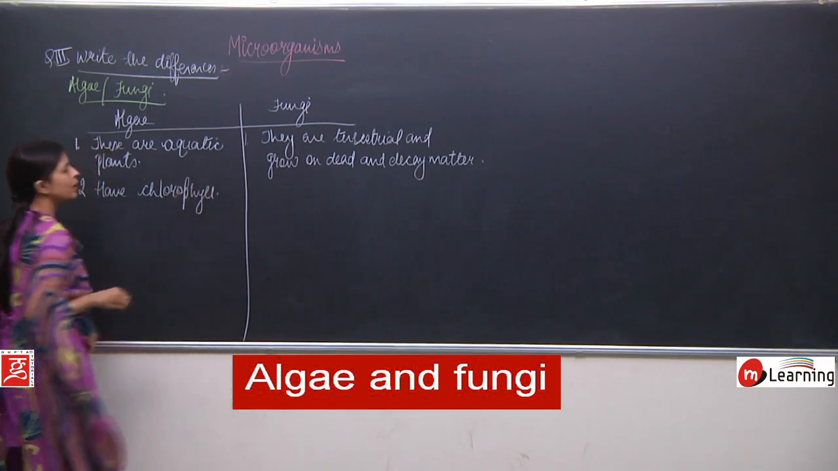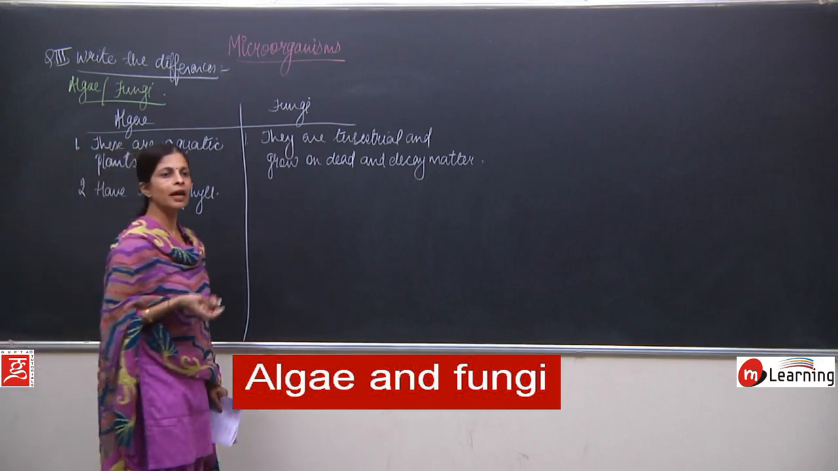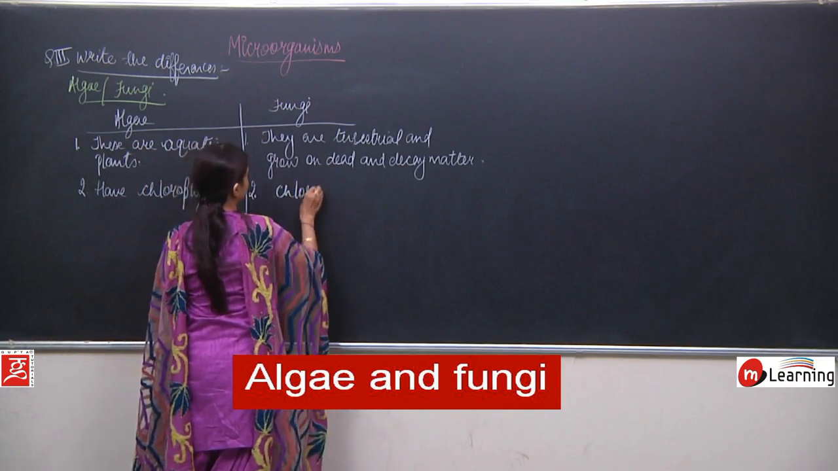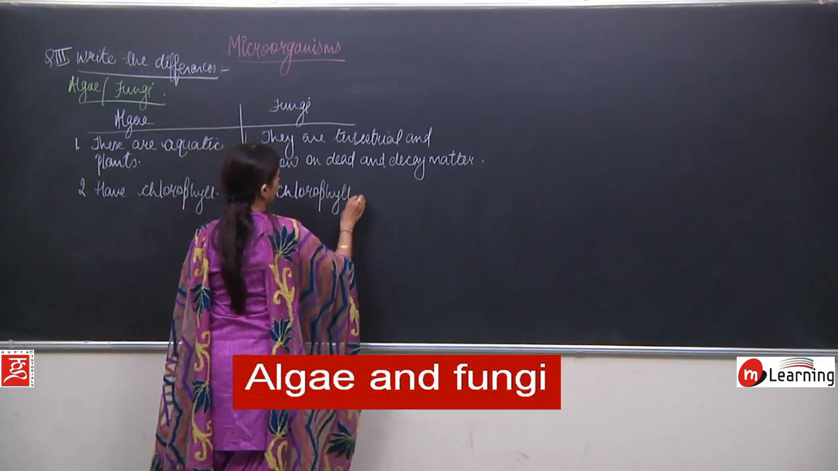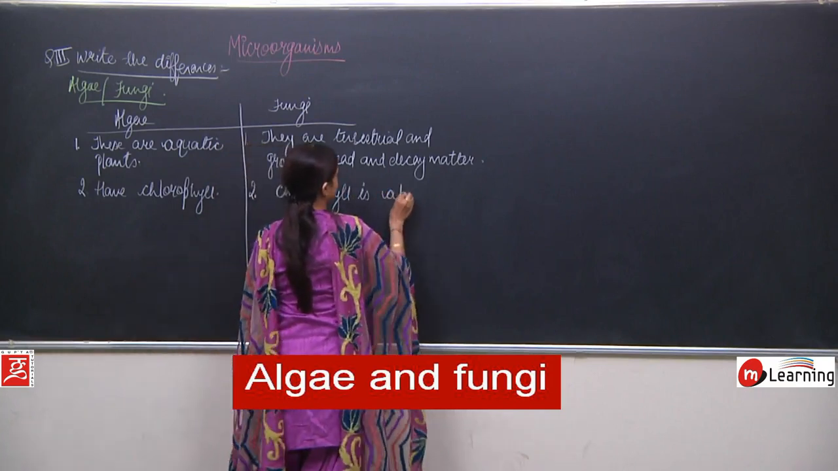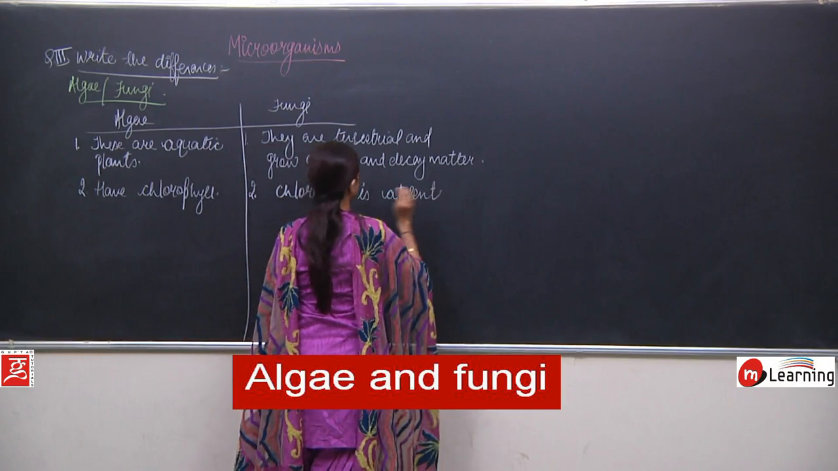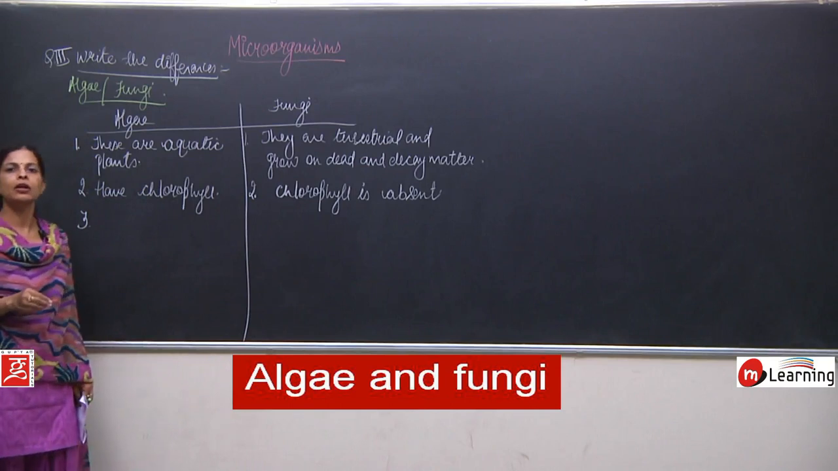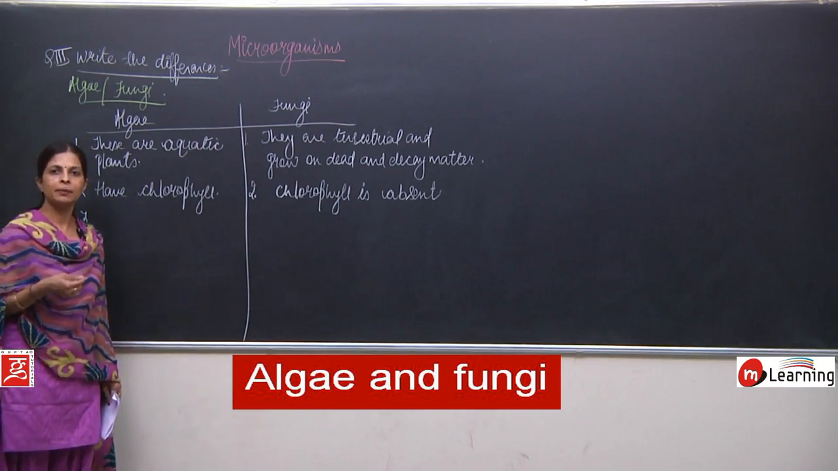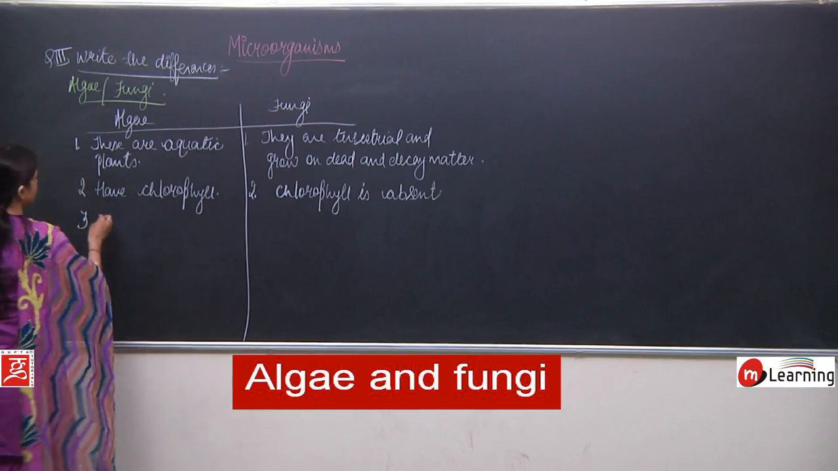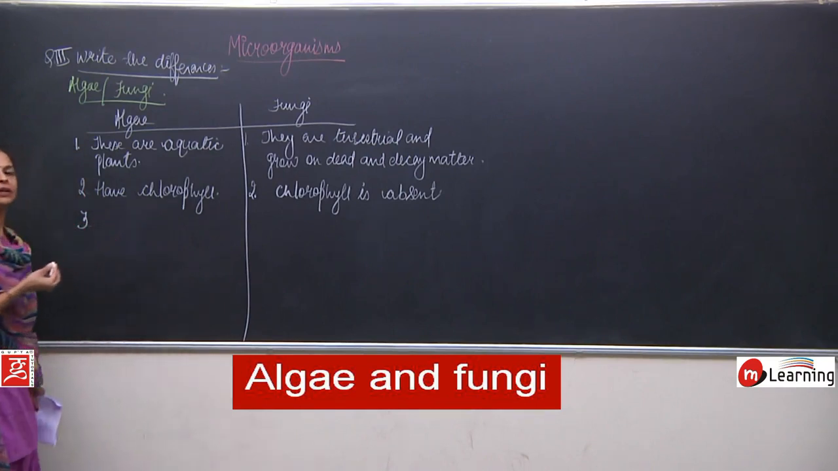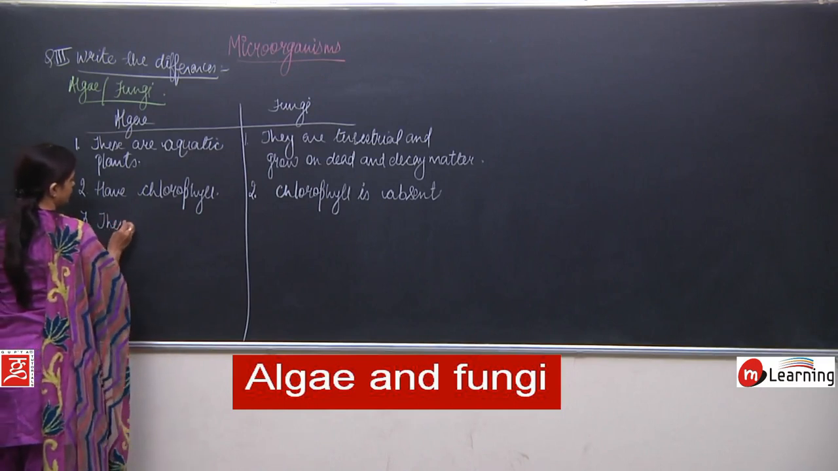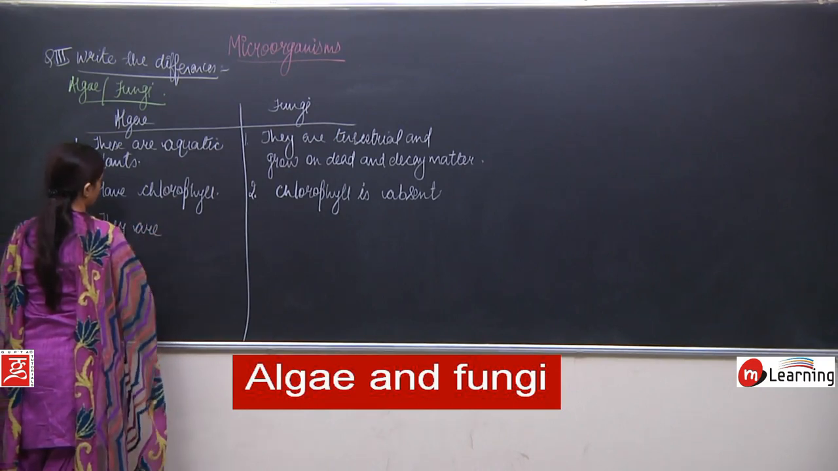And in this column, what do I need to write? They obviously do not have chlorophyll. So the second point is chlorophyll is absent. When chlorophyll is present, definitely they are going to prepare their own food. As they are preparing their own food, they are autotrophs.